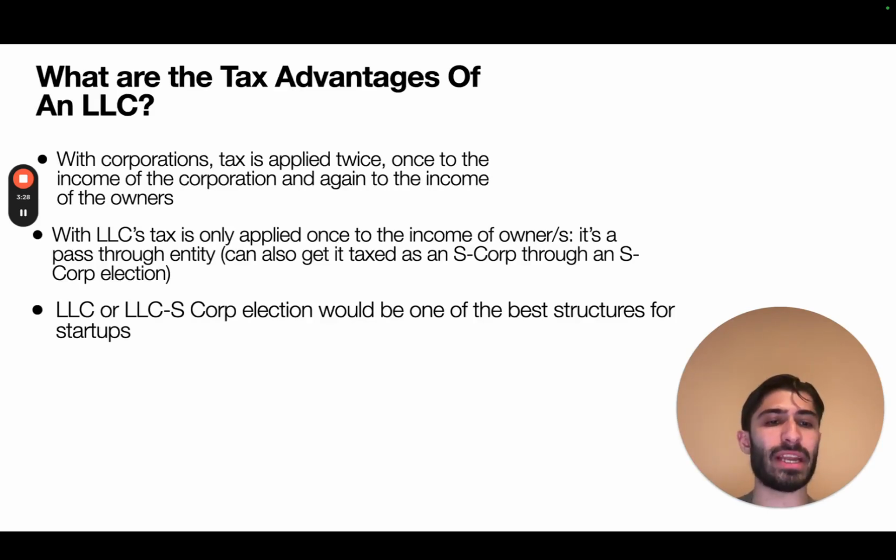So what are the tax advantages of an LLC? With corporations, tax is applied twice, once to the income of the corporation and again to the income of the owners. With LLCs, tax is only applied once to the income of the owners. It's a pass-through entity and can also get taxed as an S Corp through an S Corp election, if you set this up properly with your accountant. This isn't legal or tax advice. Definitely contact and speak with your CPA or accountant before you structure this and go this path. LLC or LLC's S Corp election would be one of the best structures for startups.